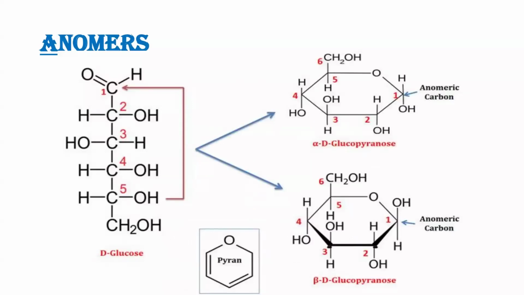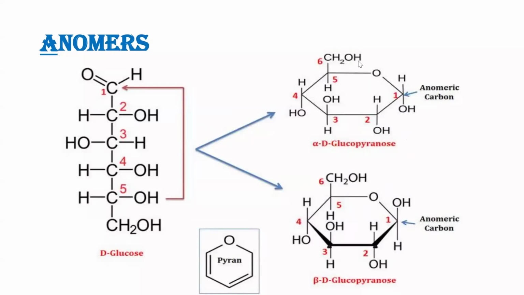The next thing is anomers. We have what you call the anomeric carbon. Which one is the anomeric carbon here? The anomeric carbon is carbon 1. In this case, carbon 1 forms a ring structure with carbon 5, and it is called the anomeric carbon. Remember, we also talk about alpha and beta glucose. Alpha and beta glucose differ only in the orientation of the OH group.